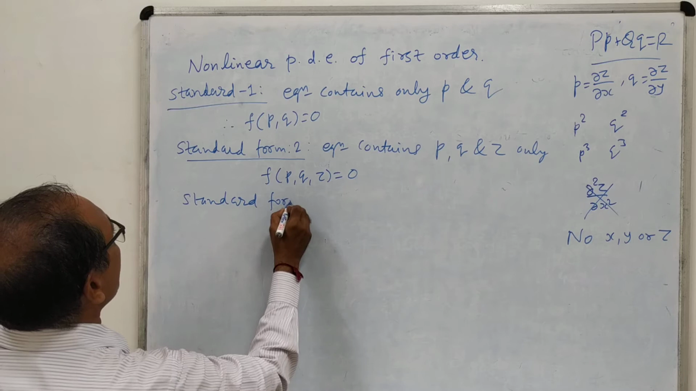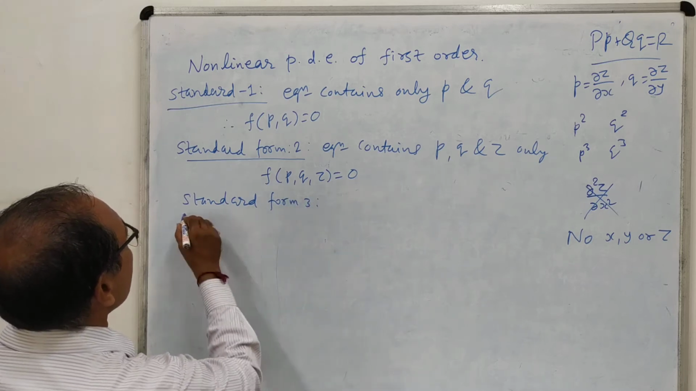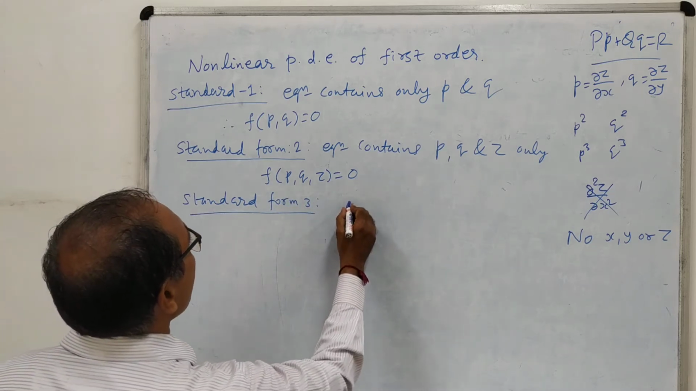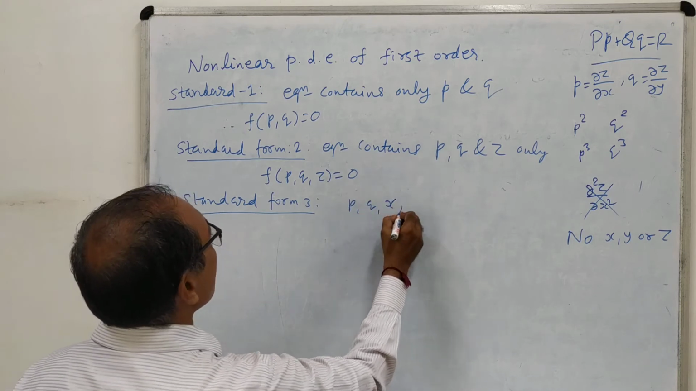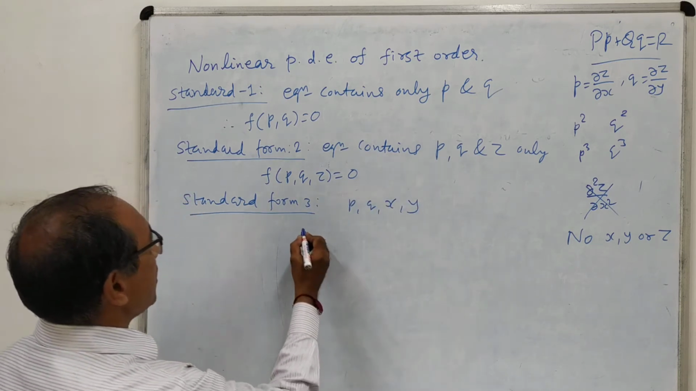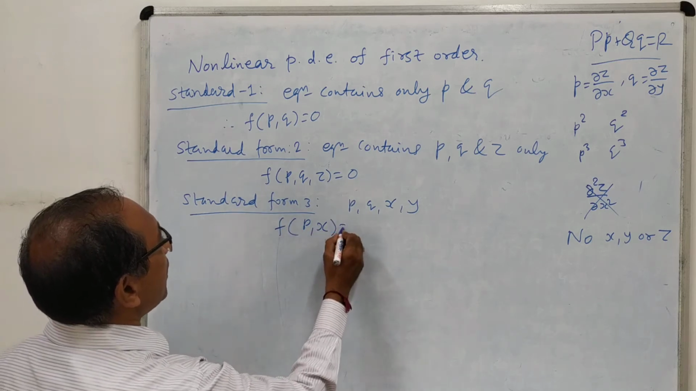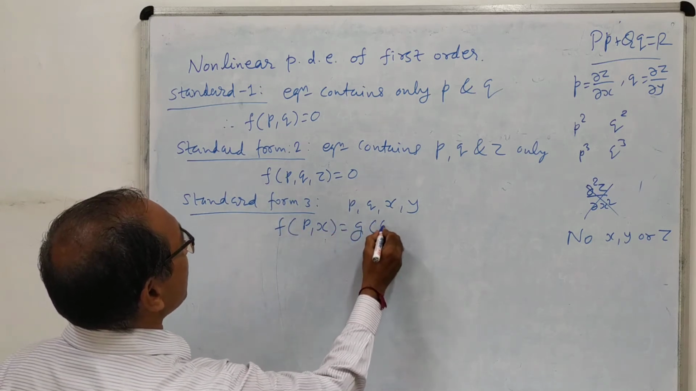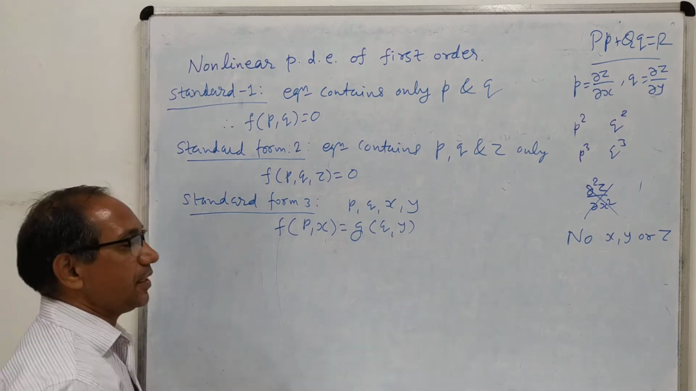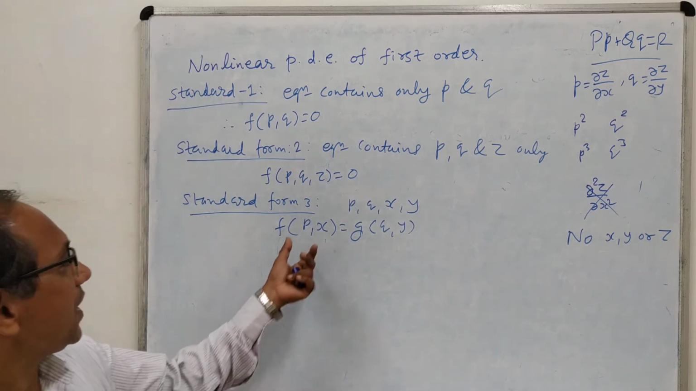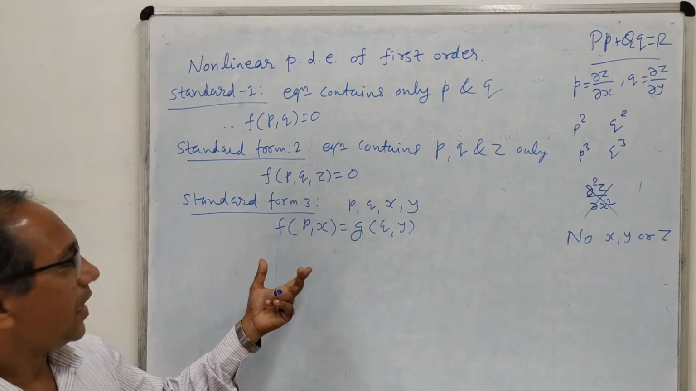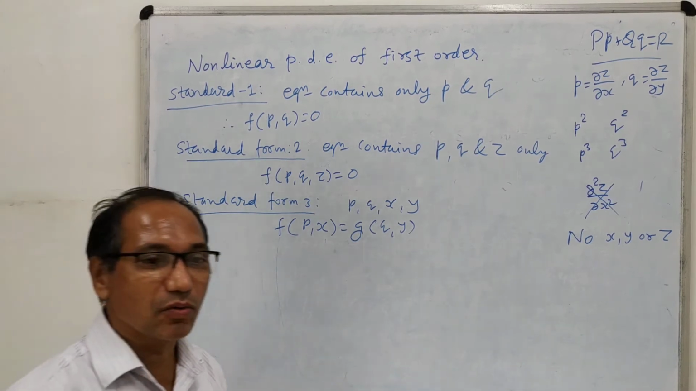Standard form 3, in which p, q, x and y are all involved, but with the condition that p and x are on one side and q and y are on the other side. That means they cannot be mixed. p and q are not mixed together, and if they are mixed, then we should be able to separate them.